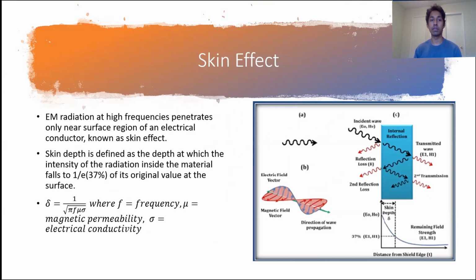Here we'll learn something called skin effect, which is one of the important factors that can actually affect the properties of materials. The EM radiation at high frequencies penetrates only the near-surface region of an electrical conductor. The electrical field of a plane wave penetrating a conductor drops exponentially with increasing depth into the conductor. Skin depth is considered to explain the effect. It is the depth at which the intensity of the radiation inside the material falls to 37% of its original value at the surface. It depends on conductivity, wave frequency, and permittivity.